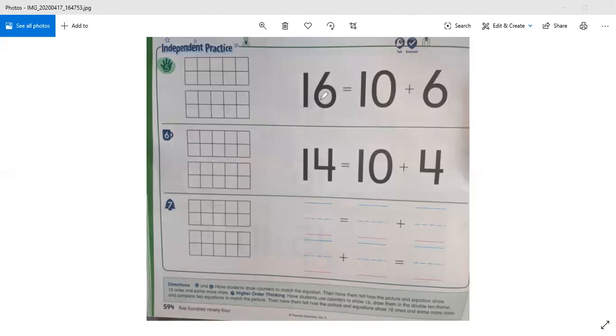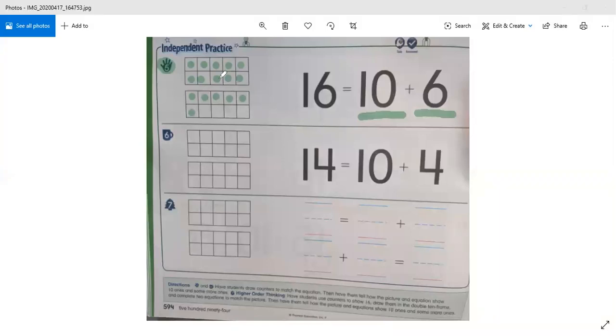Now, if we look at how we created 16, we see 10 plus 6. So we know that one of our 10 frames, the first one, is going to have 10 in it, right? So let's count out loud. 1, 2, 3, 4, 5, 6, 7, 8, 9, 10. And the second 10 frame is going to have this other number that also helps create 16. So that's the number 6, right? So count with me. 1, 2, 3, 4, 5, 6.